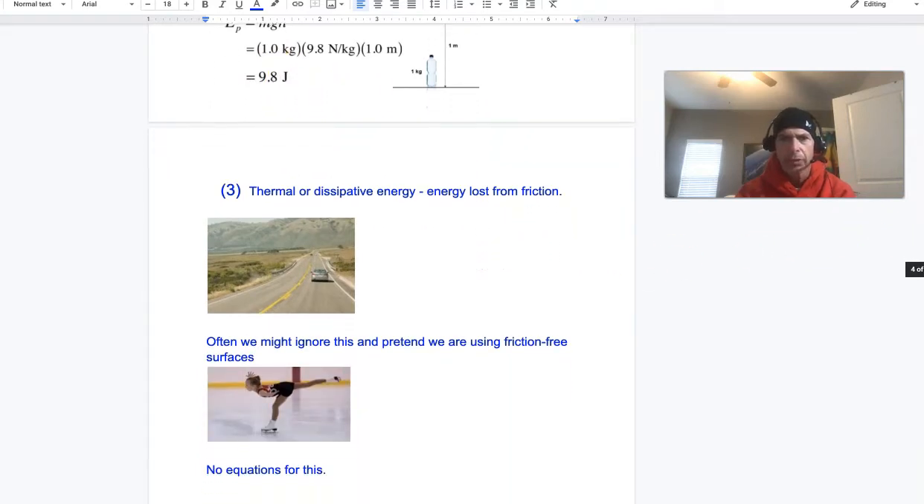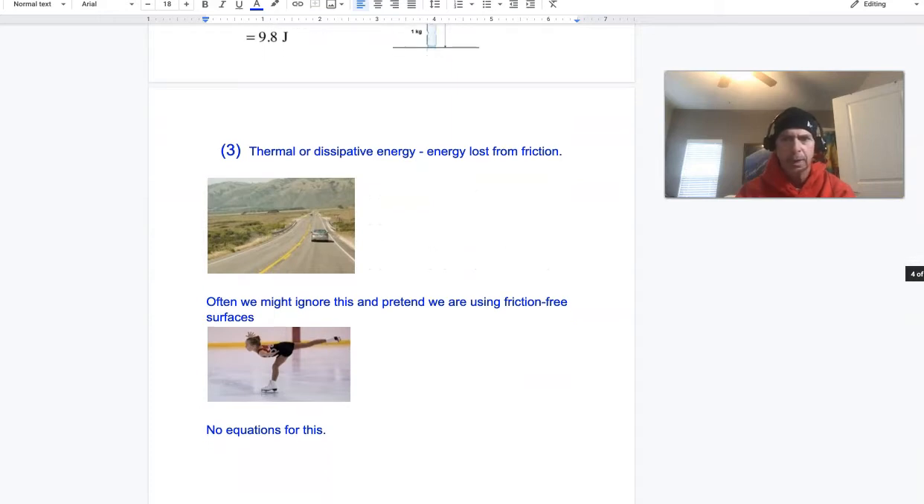Well, we also have what's called thermal or dissipative energy. Basically that's due to friction when we're trying to move objects. Friction can cause an object to slow down, and that's dissipative or thermal energy. Often in many of our problems we might ignore this. Pretend we're using what's called a friction-free surface. For example, a lot of physics books will talk about objects sliding on ice. We talk about ice because there's very little friction on ice. There's a little bit, but there's very little friction.